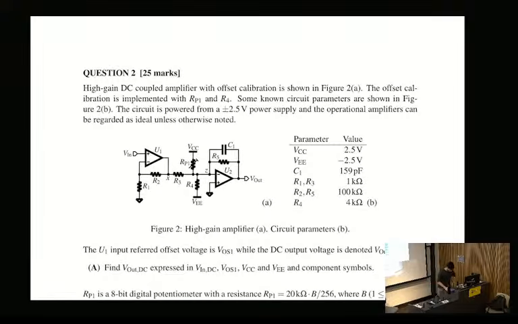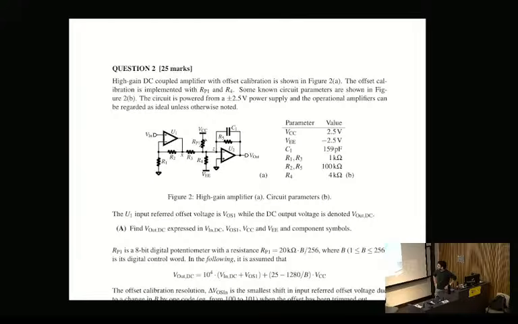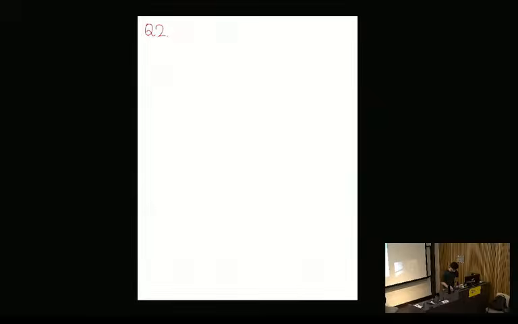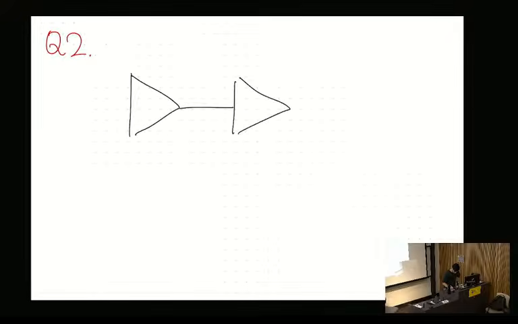So the first part: the U1 input referred offset voltage is VOS1, while the DC output voltage is denoted Vout DC. Find Vout DC expressed in terms of the input voltage, the output voltage, VCC and VE, and component symbols. Now, to motivate why it's really important that we get rid of this offset, what we have are 2 high gain amplifiers in series like this.